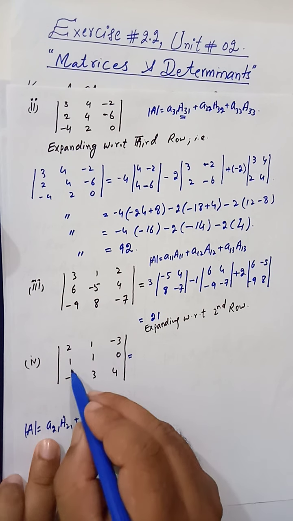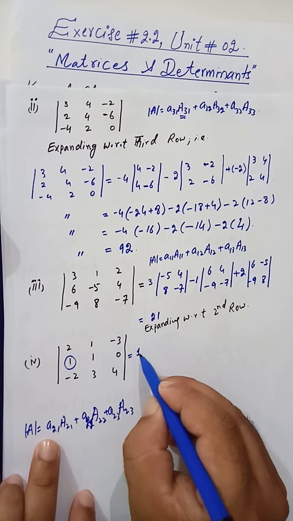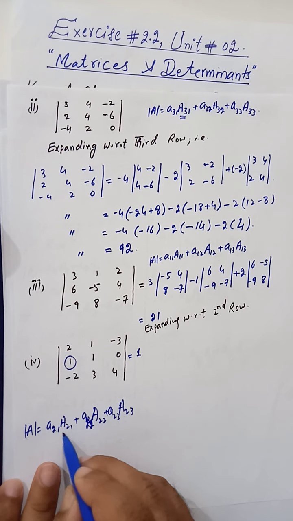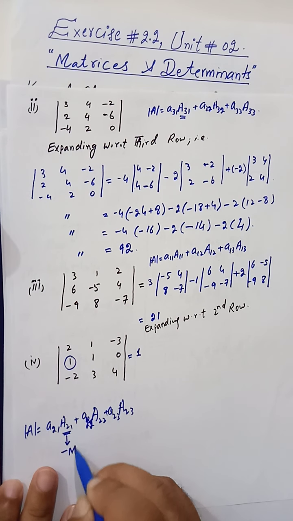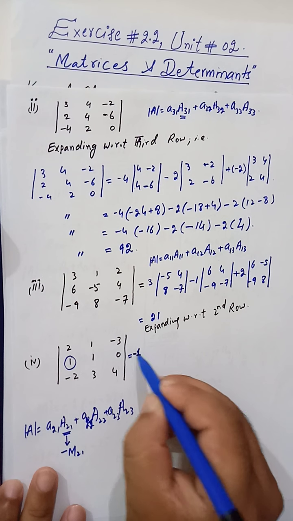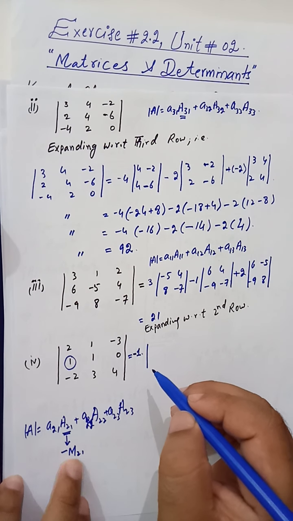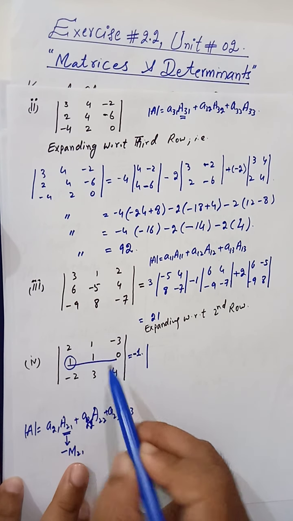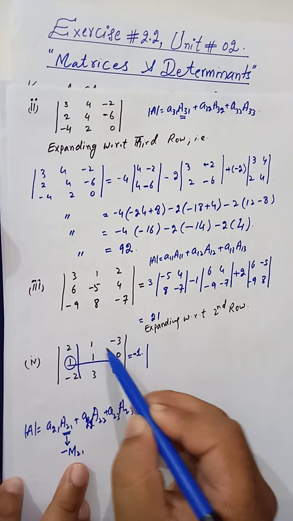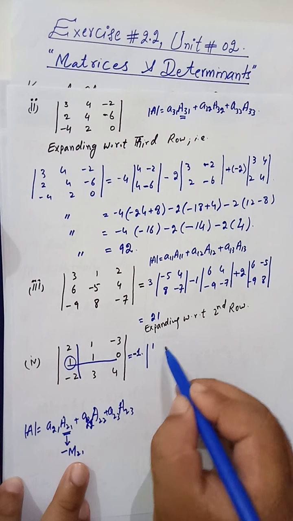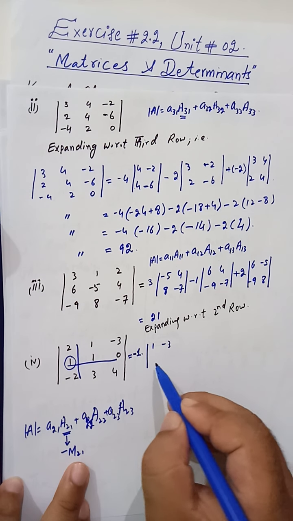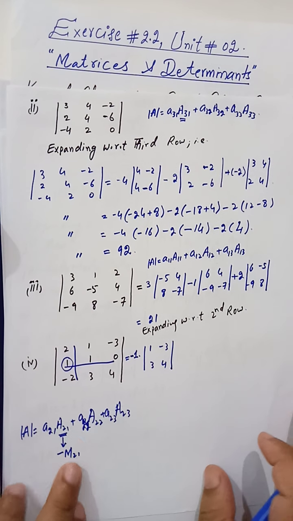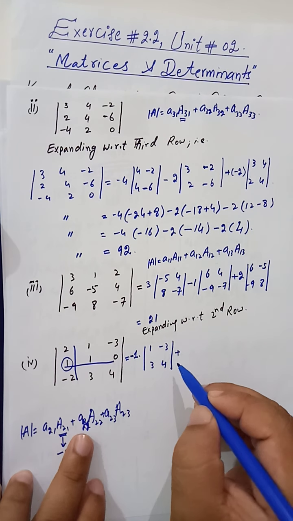So this A21 is equal to 1, so I will write 1. This capital A21 is equal to minus times M21. So this will be minus. And how can you find M21? You need to cancel out the second row and first column and take the determinant of the rest. So the determinant of the rest will be 1 minus 3 in first row and 3 and 4 in the second row. Okay, now then plus A22.